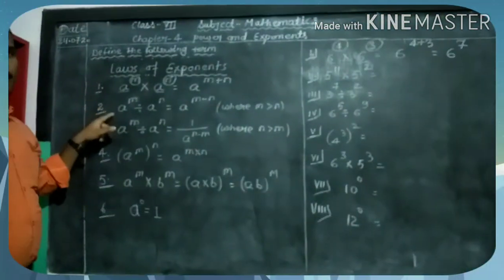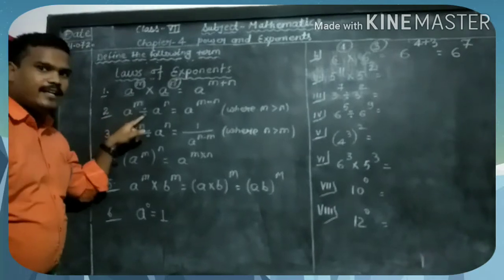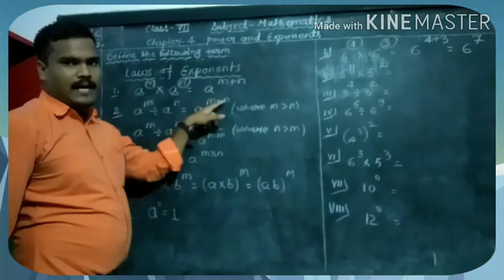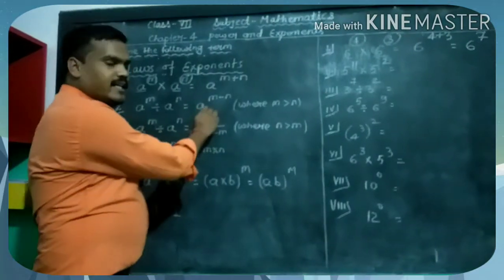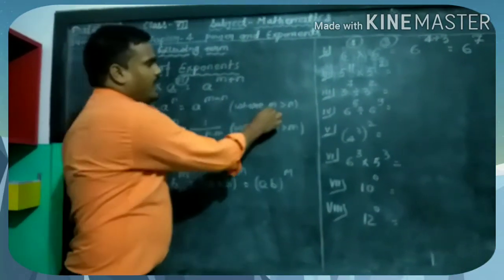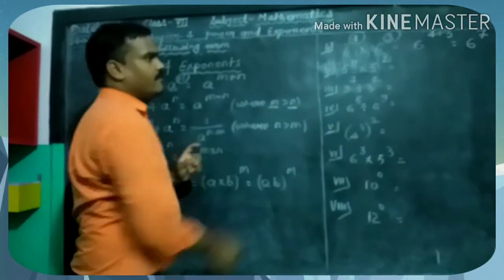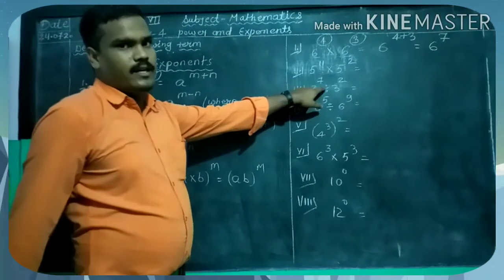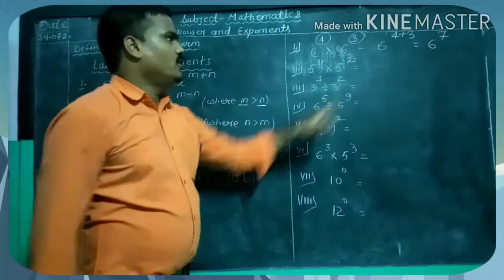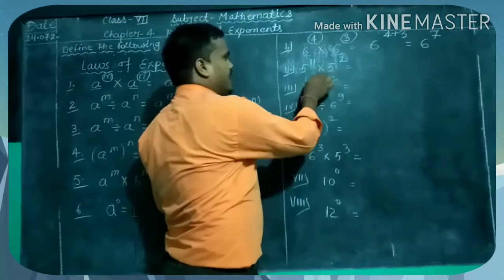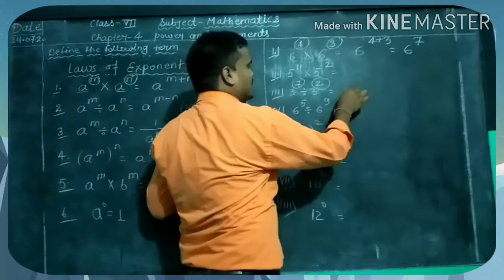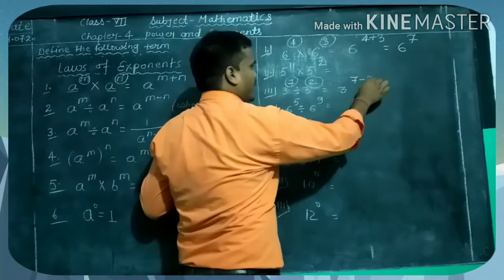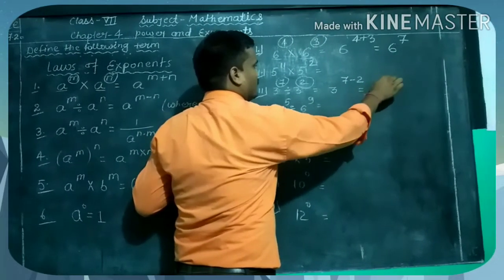Next, if a to the power m is divided by a to the power n, then it is a to the power m minus n. We apply this rule if m is greater than n. Let us see through an example. 3 to the power 7 divided by 3 to the power 2. Here m is greater than n, so the answer will be a to the power m minus n, which is 3 to the power 5.